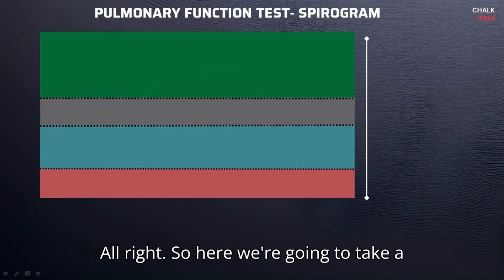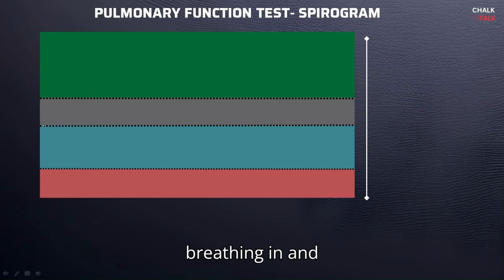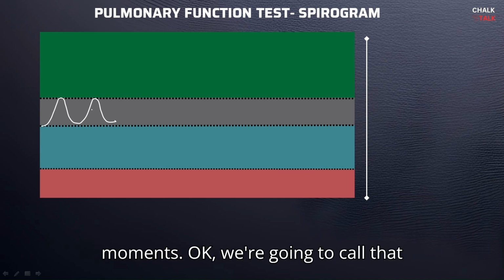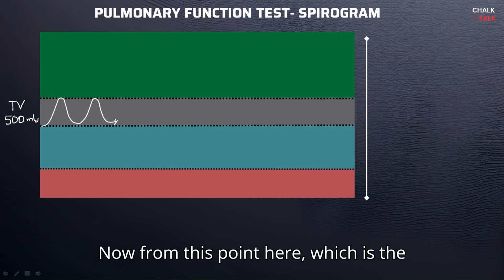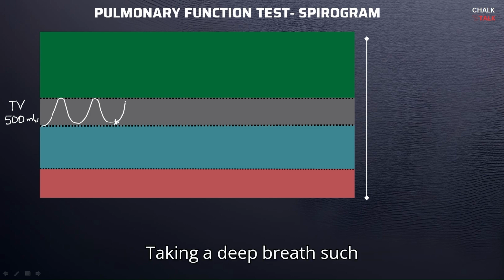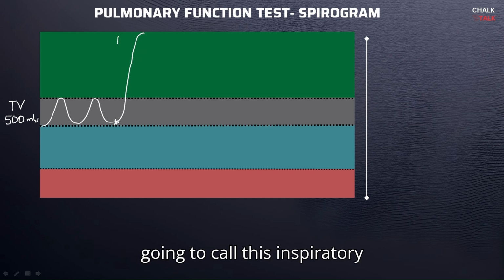All right, so here we're going to take a practical approach to understanding this illustration. Let's begin by breathing in and out, in and out, just as you will during your restful moments. Okay, we're going to call that tidal volume, which is approximately 500 mils. Now from this point here, which is the end of expiration in the tidal volume, take a deep breath such that you cannot inhale any further. We're going to call this inspiratory capacity.